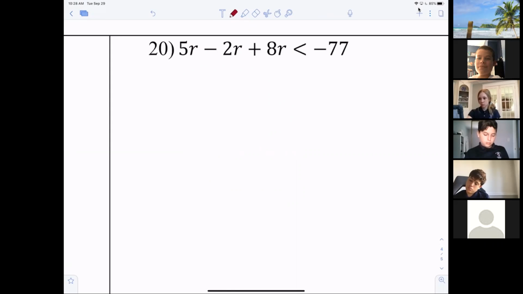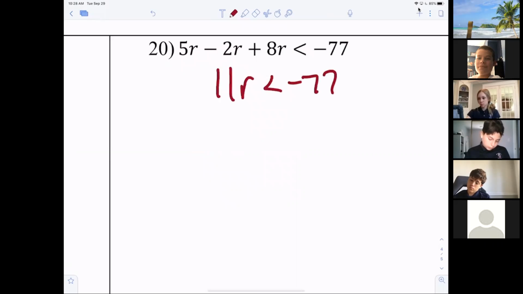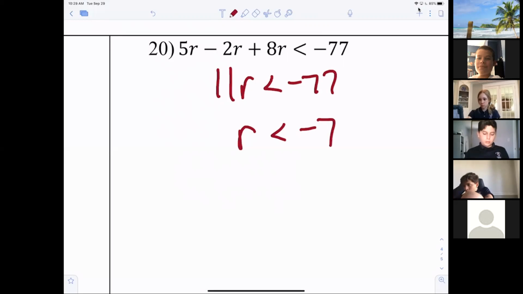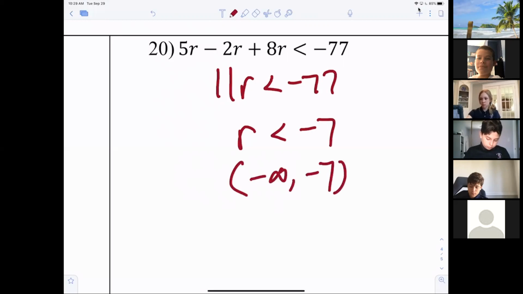All right, so here we go. Let's knock out 20 now. 20 is just combining terms. So what do I get there? 11r less than negative 77. So r is less than negative 7. Do I switch the sign? No, we don't switch the sign. So now interval notation would call for it to be from negative infinity to negative 7. Brilliant. That is correct.